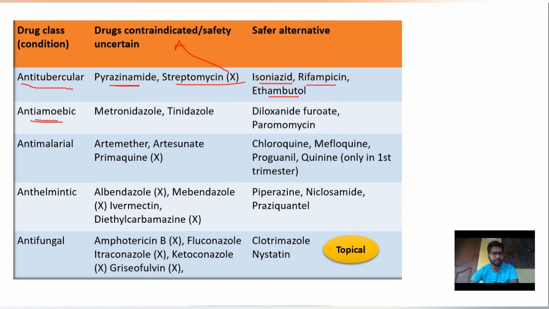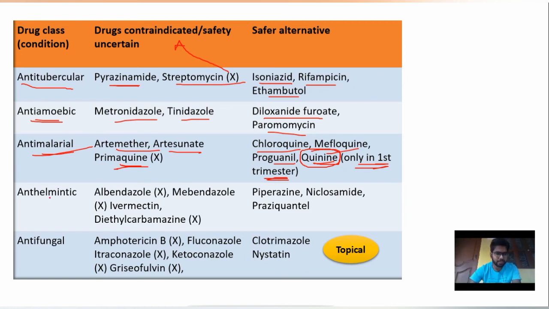Then coming to anti-amoebics, metronidazole and tinidazole should be avoided, and the safer alternatives are diloxanide furoate and paromomycin. In case of antimalarials, artemether, artesunate, and primaquine should be avoided, and primaquine is the drug which is contraindicated during pregnancy. The safer alternatives are chloroquine, mefloquine, proguanil, and quinine, and quinine is a safer alternative up to the first trimester.